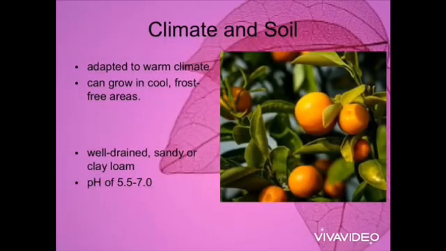Climate and soil. Calamondin is adapted to warm climates, but it can also grow in cool, frost-free areas. It can grow in any soil type but prefers a well-drained, sandy or loam soil rich in organic matter, which has a pH of 5.5 to 7.0, in locations with annual rainfall of 1500 to 2000 millimeters. It has moderate tolerance to drought and shade but cannot tolerate excessive moisture and strong winds.